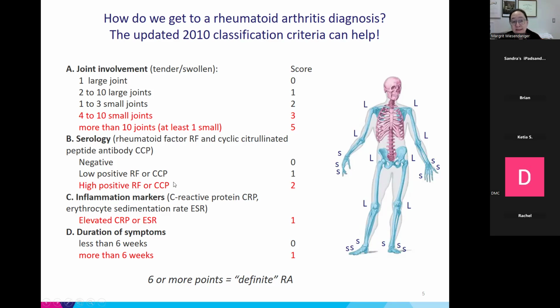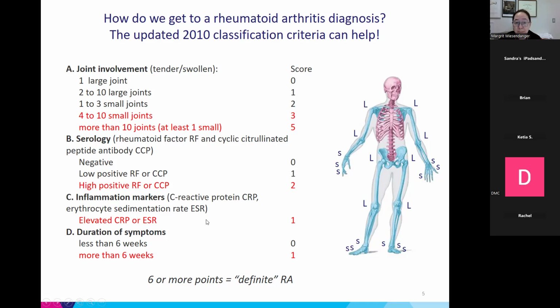So they also get a level of positivity from the lab. If it's high positive, you get 2 points. Low positive, you get 1. About a third of patients with rheumatoid arthritis have neither one of these, so then they wouldn't get points on this classification criteria. You have to use other features to diagnose.